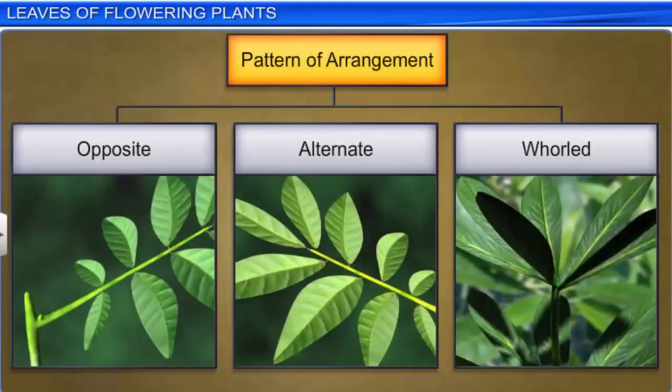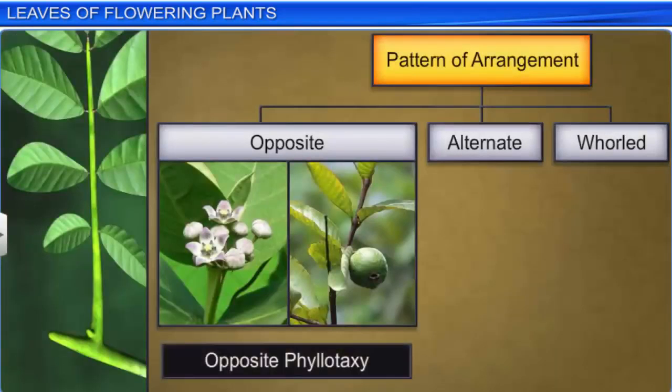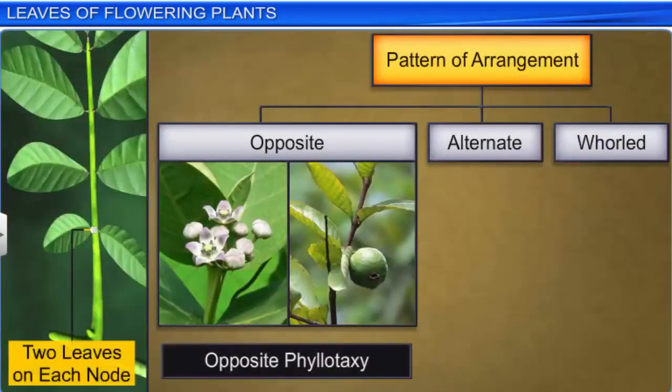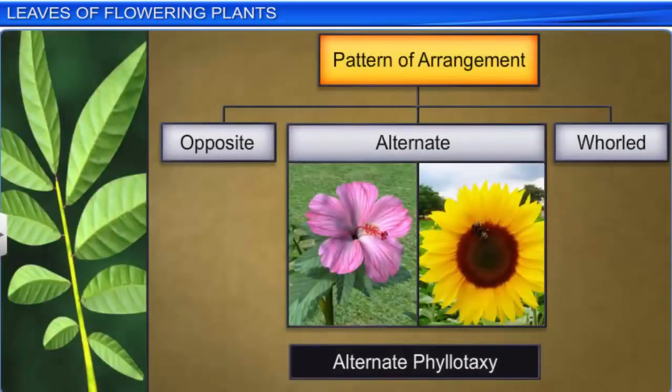Apart from classifying leaves as simple and compound, they are also identified as opposite, alternate, or whorled on the basis of their pattern of arrangement on a stem or a branch. This is termed as phyllotaxy. In opposite phyllotaxy, there are two leaves on one node arranged opposite to each other, as in Calotropis and guava.